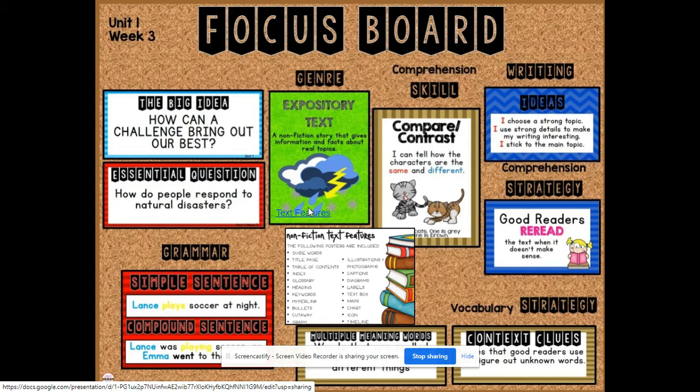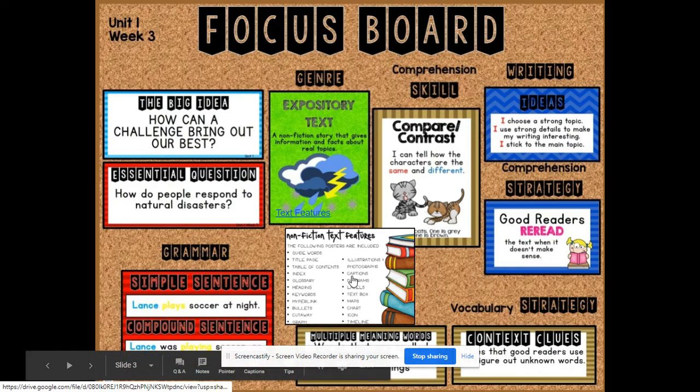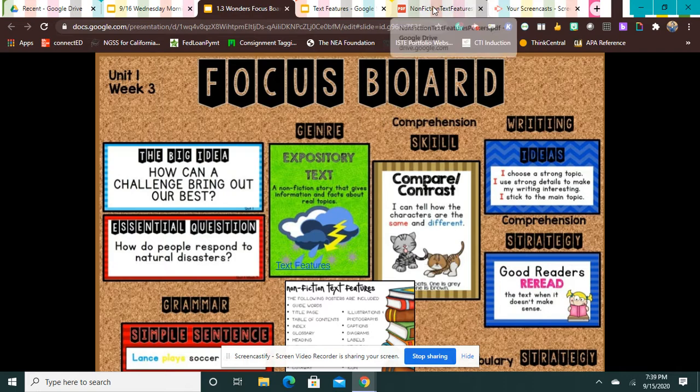So to accompany the text, the words on the page, you will also have text features. We're going to explore text features today that go along with nonfiction text that we are going to be reading. So our genre is expository text. It's nonfiction, not fake. Everything we read is real. It's teaching us things that we can learn. And to help us learn, there are text features. So we're going to get into the text features.